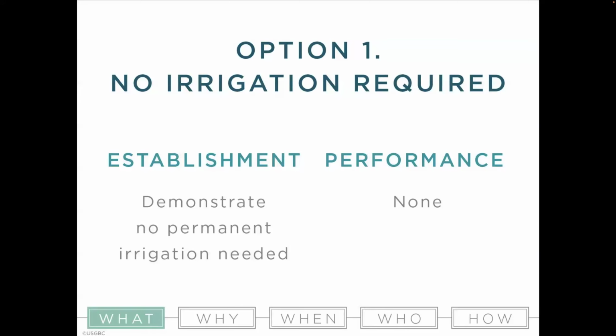So option 1, all you have to do is show that you don't need permanent irrigation. So that's basically the plant type and the landscape. You just have to have a landscape plan. The landscape architect will probably have a plan. You show and document what plants are there that prove that they don't need any irrigation. And there is no performance requirement because they've already shown it.